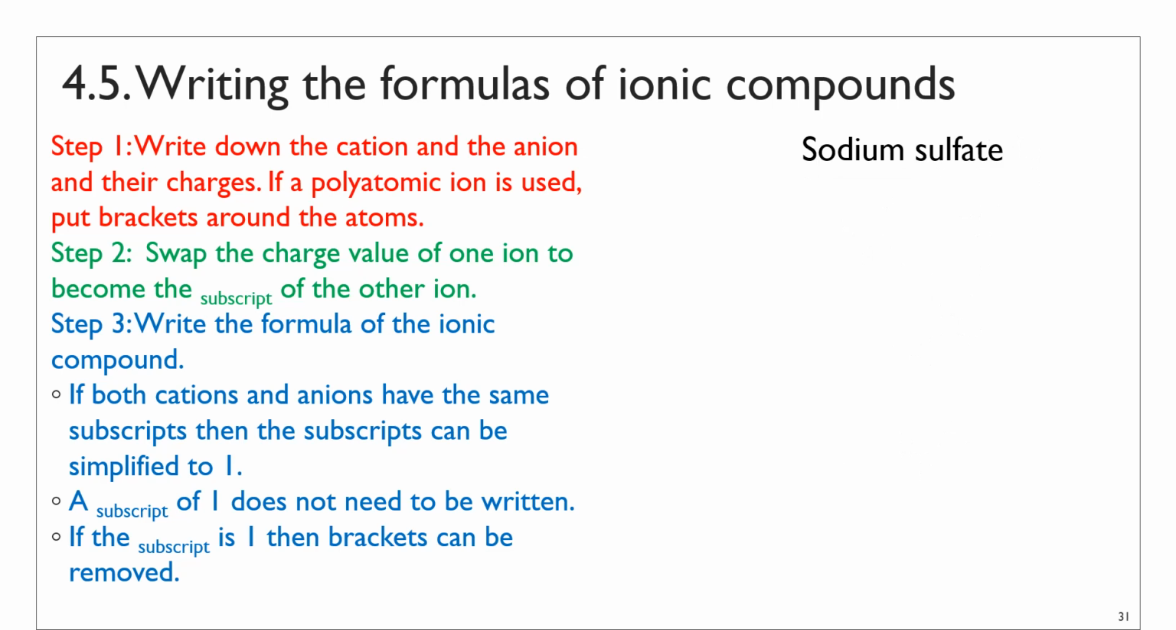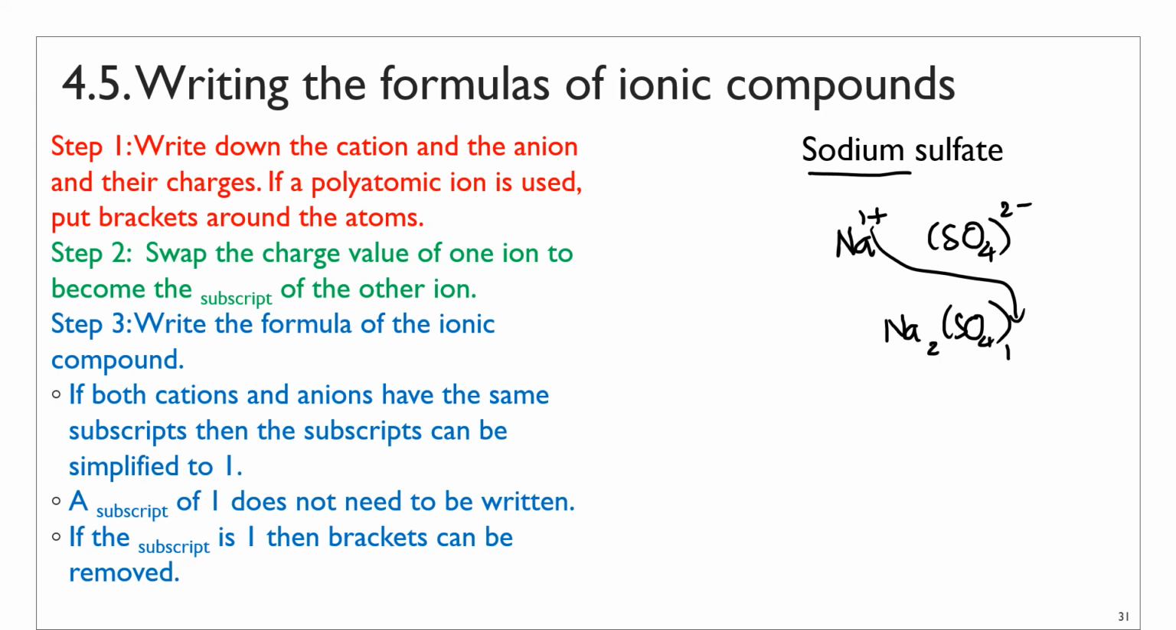All right, sodium sulfate. I think things are getting a little bit more interesting. So sodium is the metal in group 1, so it's going to form a 1 plus ion. So this is Na+. Sulfate you can find from the polyatomic ion table. It has a charge of 2 minus. So if you swap the charge to become the subscript, you're going to have Na2 SO4 1. And if the subscript is 1, you don't have to write it, so just have Na2SO4.